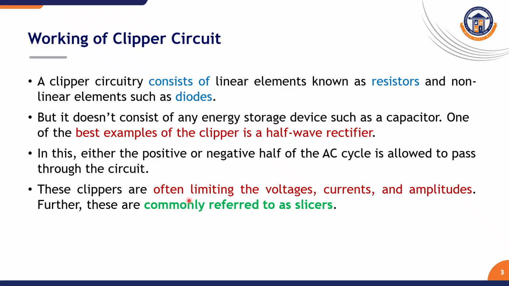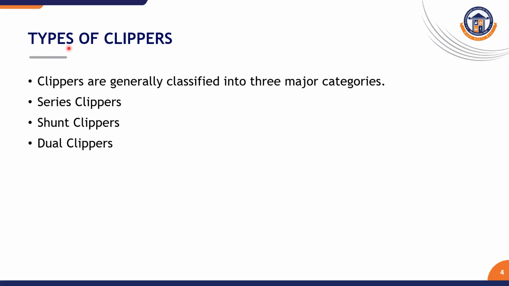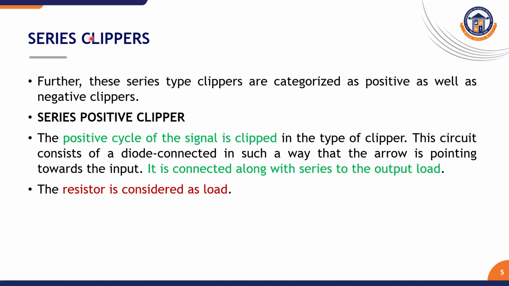These clippers limit the voltages, currents and amplitudes, so they are otherwise called slicers, since they slice the positive or negative half cycle of the input signal. Types of clippers: there are three types basically, series clipper, shunt clipper and dual clipper. In this lecture we are going to see series and shunt clippers, which are further divided into positive clipper as well as negative clipper.